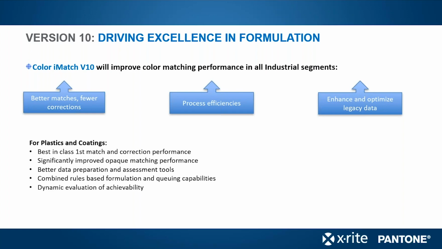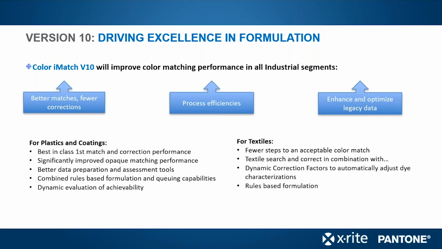Our objective with these capabilities, in the plastic space, is best-in-class first match and correction performance. For plastics, that's both opaque or translucent, and for coatings, it could be either fully opaque or non-opaque, but best-in-class first match and correction performance. We're putting in better data preparation and assessment tools, and this ties into optimizing the legacy data. We've added rules-based formulation, which gives you more control over how the formulation proceeds and the settings and interactions with the colorants that you have, as well as tying that into our queuing capabilities. And we've added the ability to dynamically evaluate achievability. So before you start the process of trying to formulate, you can determine whether the color is achievable or not with your current colorants and settings.